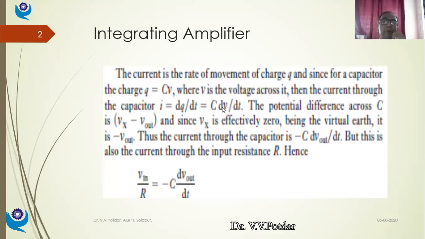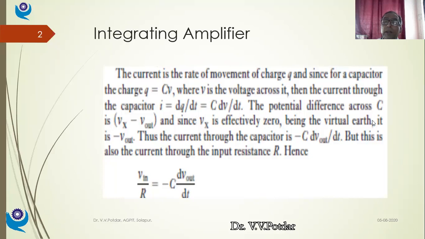So if we integrate both the sides, what will happen? dV will become V out. V out will be equal to 1 by C integral I dt. That's what I told you. So ultimately V out will be equal to 1 by CD into I.